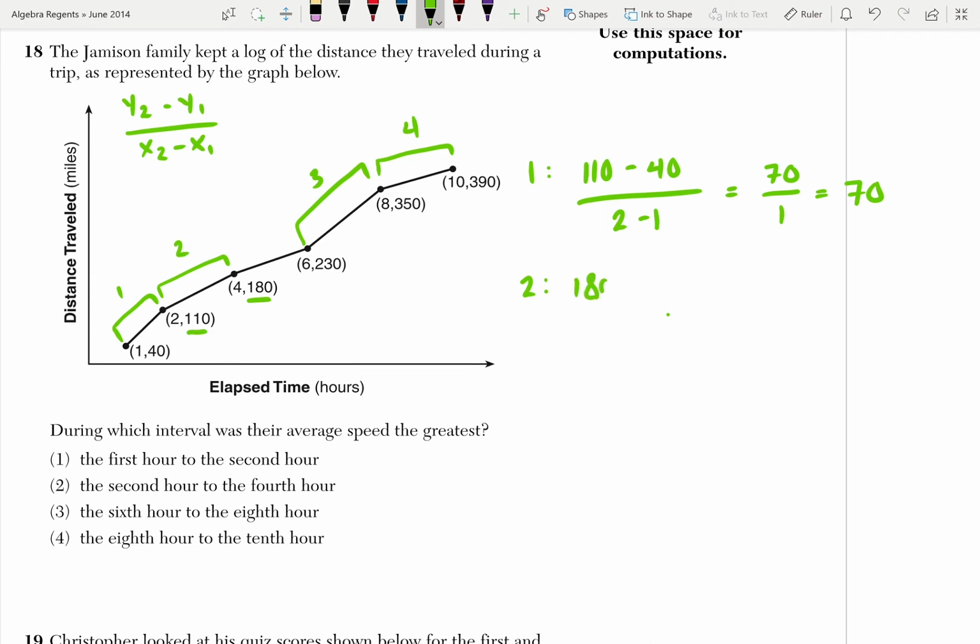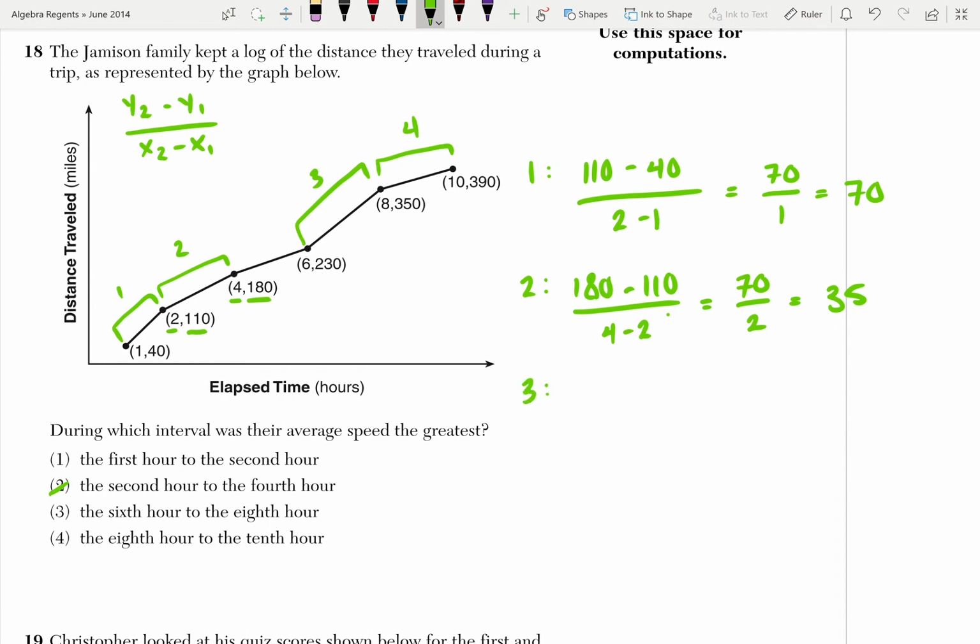So 180 minus 110 over x2 is 4 and x1 is 2, so 4 minus 2, and that will give us 70 divided by 2, which is equal to 35. Okay, so option 2 is out because option 1 is 70, which is greater than 35. All right, let's keep going.